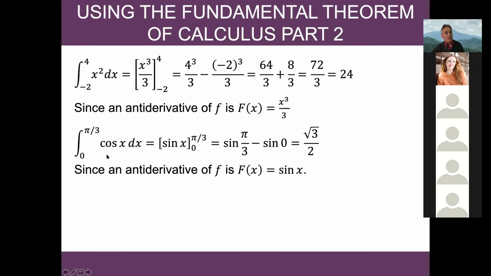Now look at this one. The antiderivative of cosine x dx from 0 to pi over 3. What is the antiderivative of cos? What did you take the derivative of to get cos? Sine. So the answer here is sine, and the value of A is 0, B is pi over 3. So write the notation there.